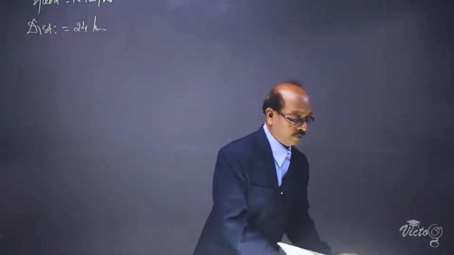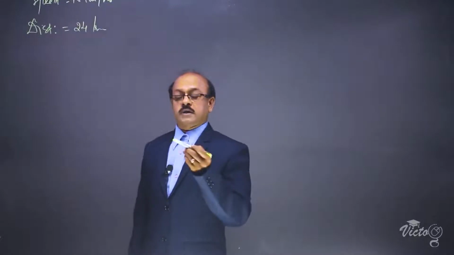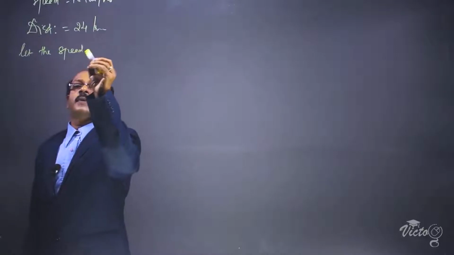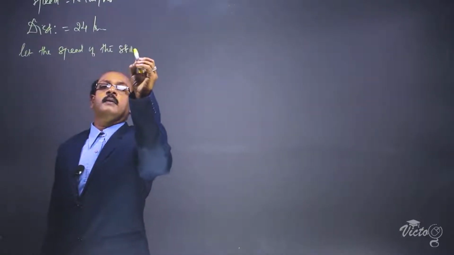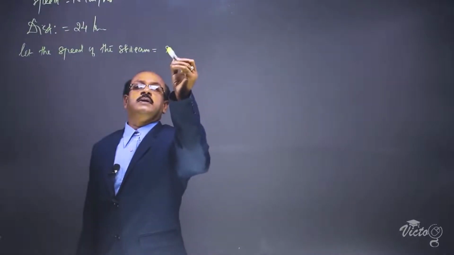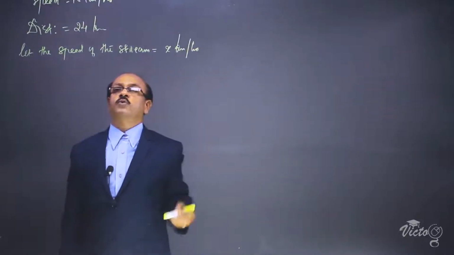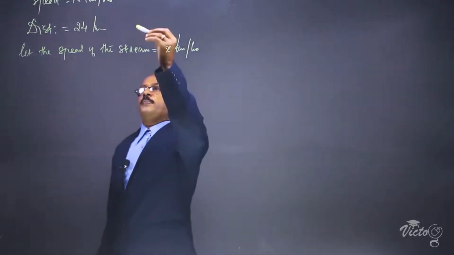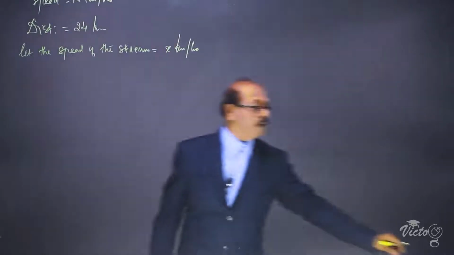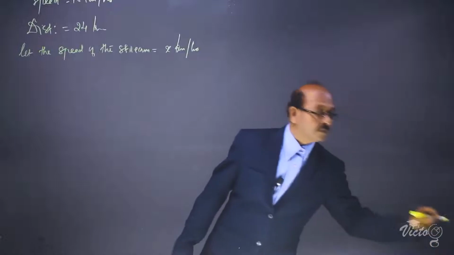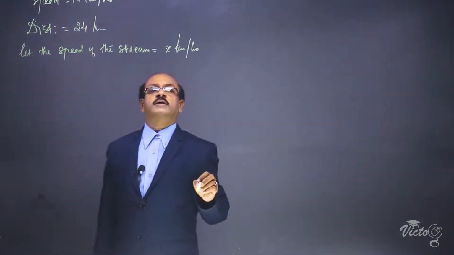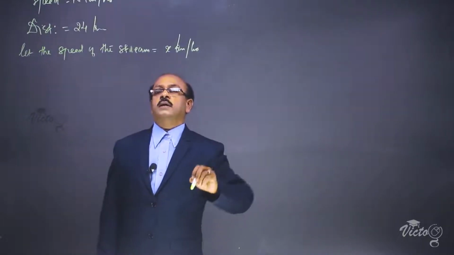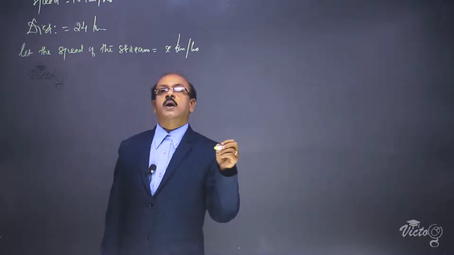So, let us assume the speed of the stream. Let the speed of the stream is equal to x kilometers per hour. We are assuming the speed of the stream to be x kilometer per hour, and distance is equal to 24 kilometer. So, we can find out the speed in upstream and speed in downstream.